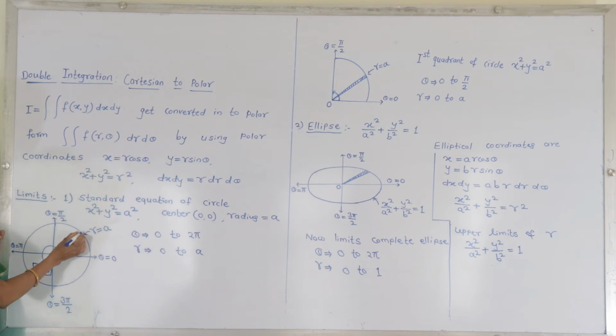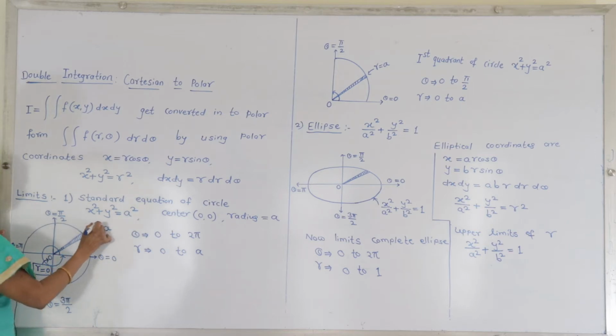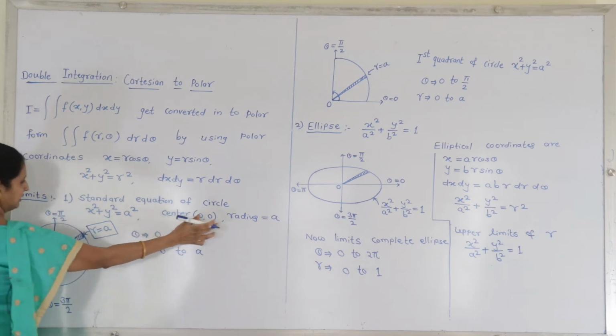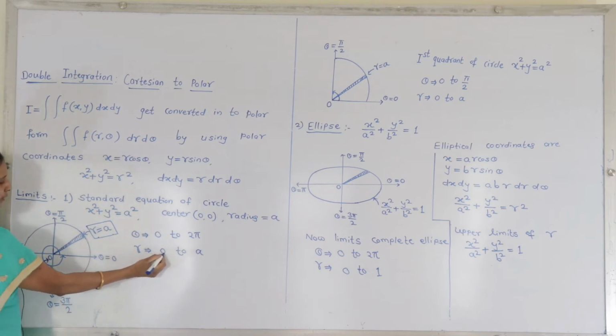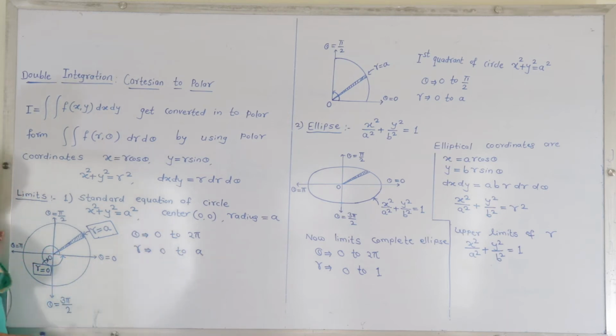Upper limit of r means the upper end of the strip, the value of r. Now r means here the strip, but r is here the radius, and the radius is a. Therefore the value of r is a. Then the upper limit of r is a. Therefore limits of r is from 0 to a.